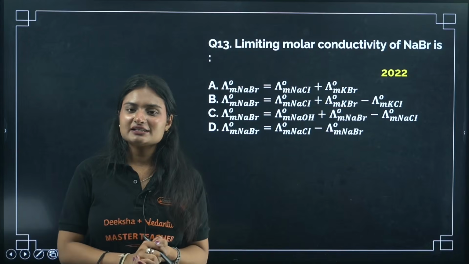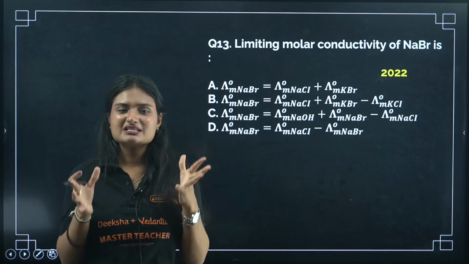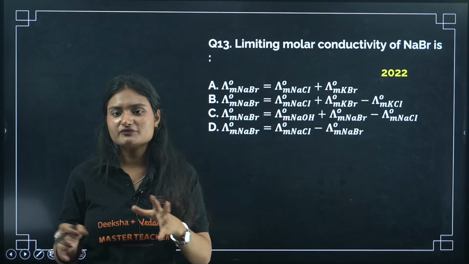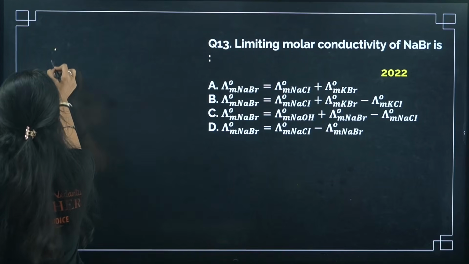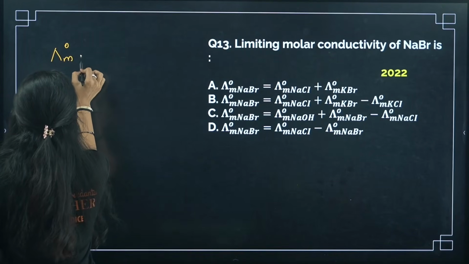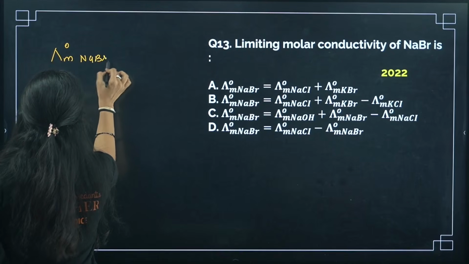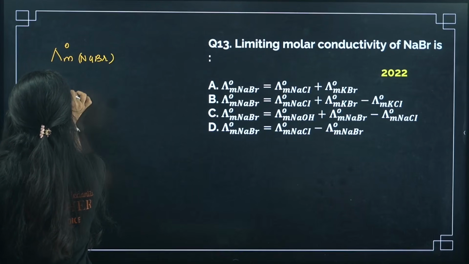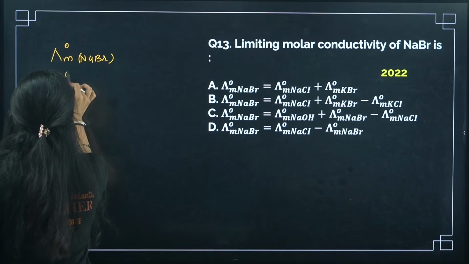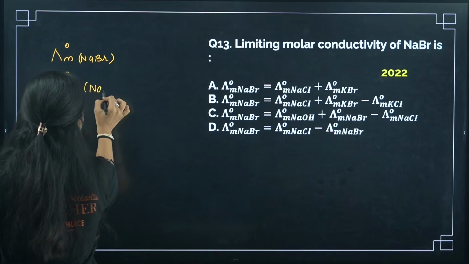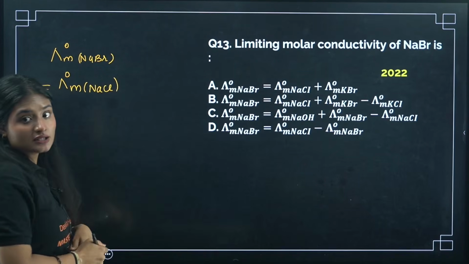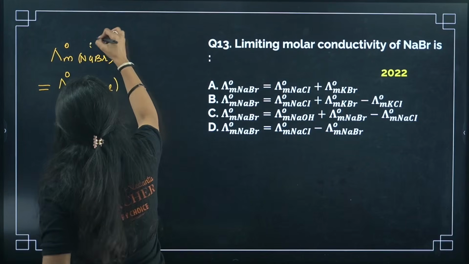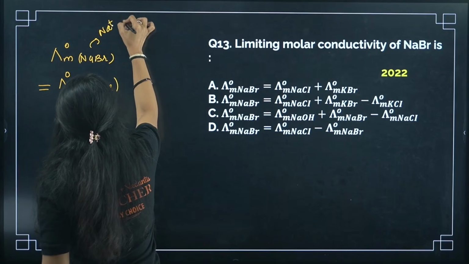So the limiting molar conductivity of an electrolyte is equal to the sum of the limiting molar conductivities of its constituent ions. Here we are being asked the molar conductivity at infinite dilution for NaBr. So that will be equal to molar conductance at infinite dilution for what do we have here? NaCl, right? We need Na positive and Br negative.